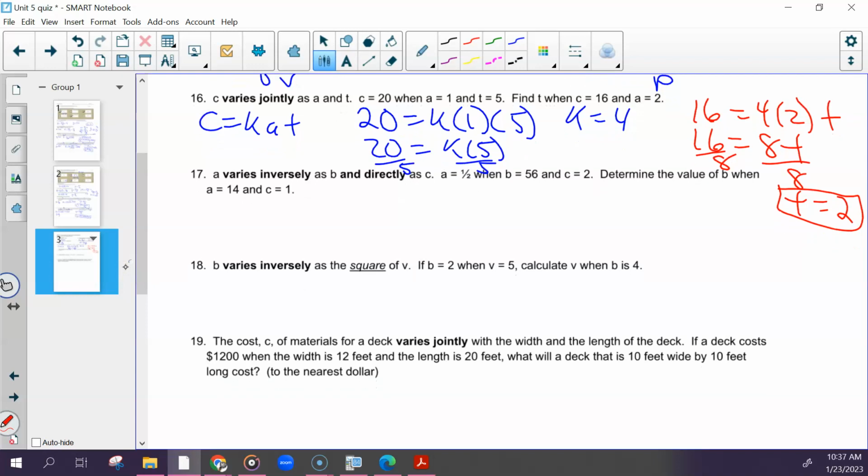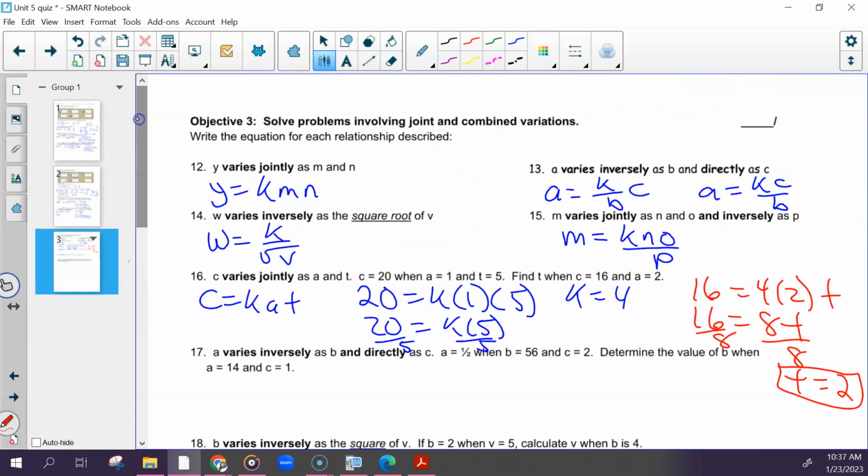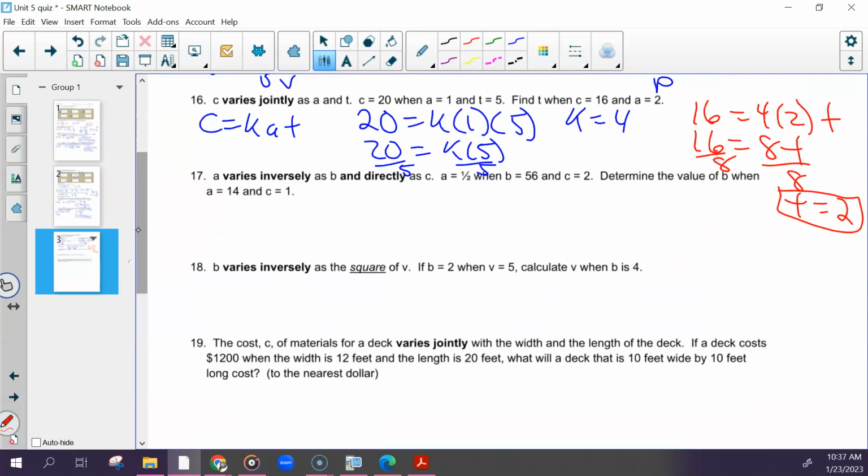A varies inversely as B and directly as C. That wording is just like 13, so it would have been set up exactly the same way. Either or. This one was one more point because of the setup of the equation, making sure both pieces were correct. So then you could put your numbers in. A is 1/2. You don't know K. You know C is 2. I'm going to use this one. And B is 56.